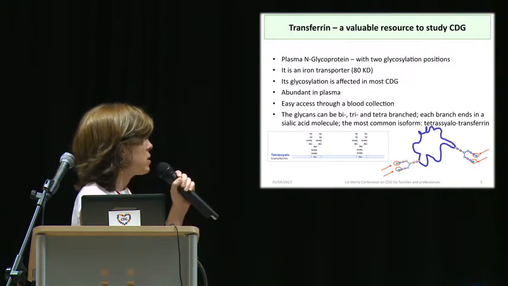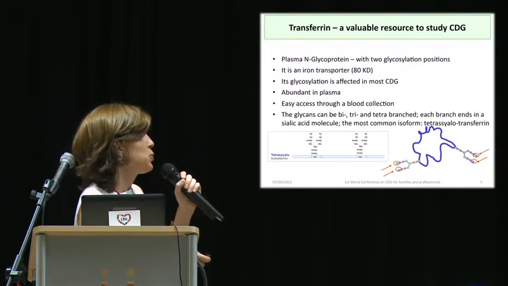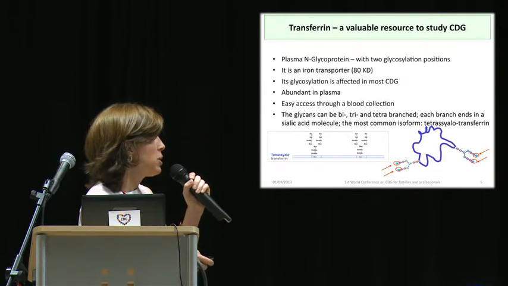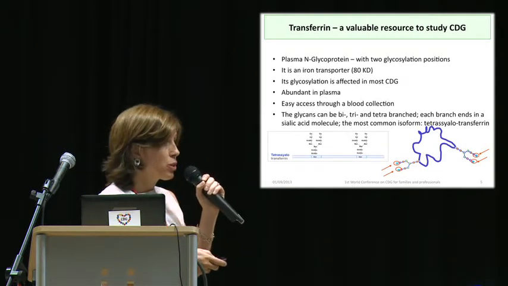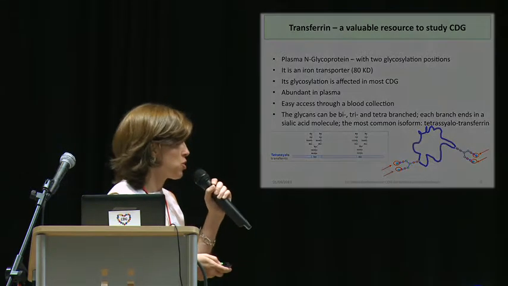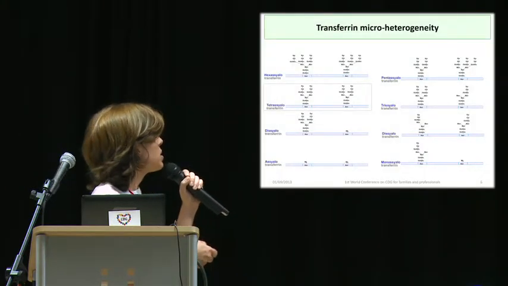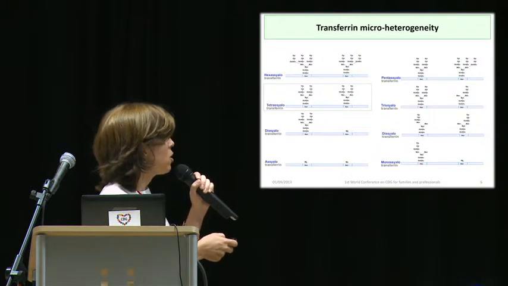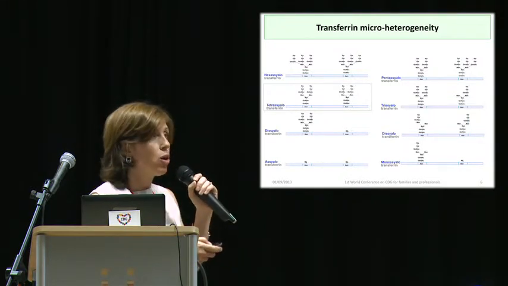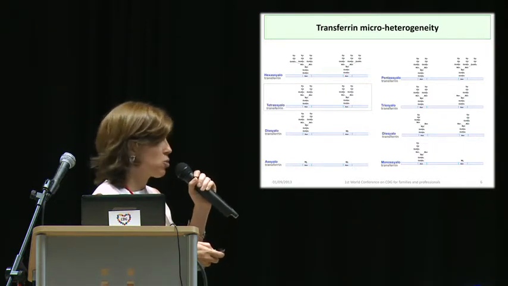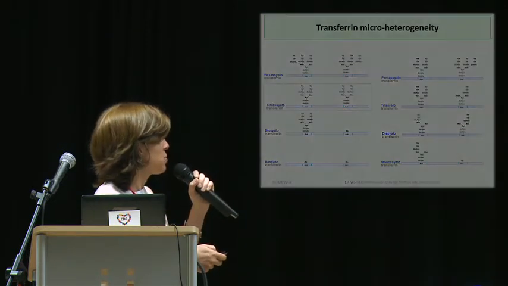And the glycans can be bi-, tri- and tetra-branched, and each branch terminates in a sialic acid molecule that is negatively charged. The most common isoform is the tetrasialo form. Here we represent what we call the microheterogeneity of the transferrin that helps us to make the diagnosis.